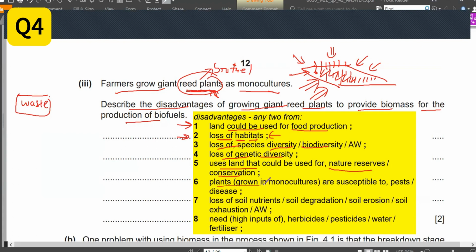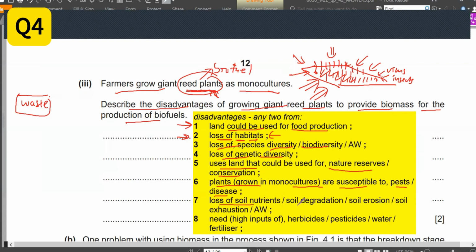So monocultures. The problem with monoculture is that they are susceptible to pests and disease. Monoculture means they are all the same type of plants. So let's say we have a virus or some insects that attack the plants. Because they are all the same plants, they will die off. All of them, because they are not resistant.